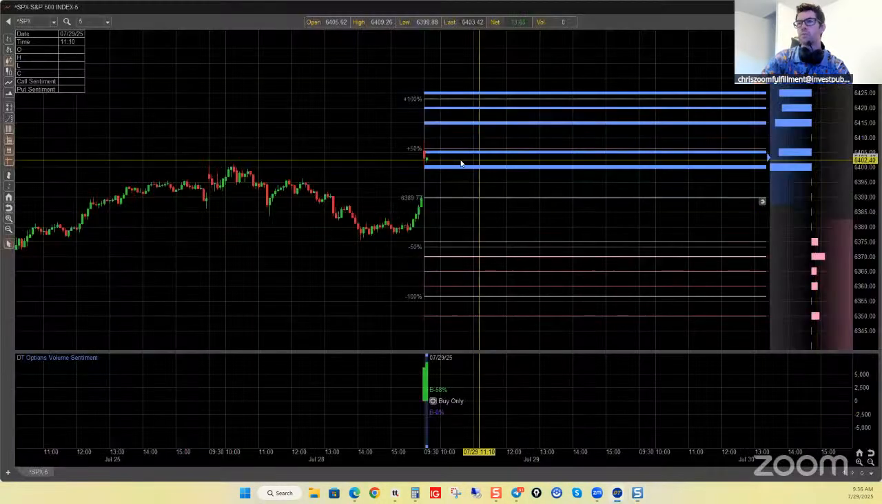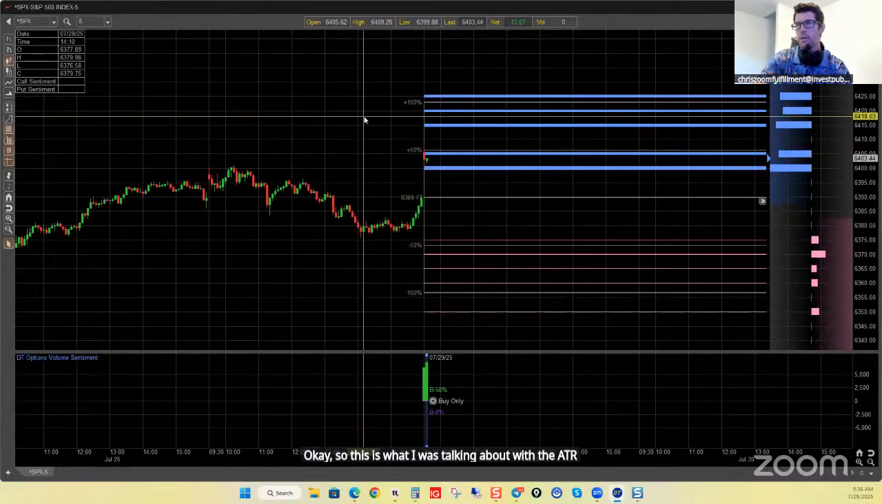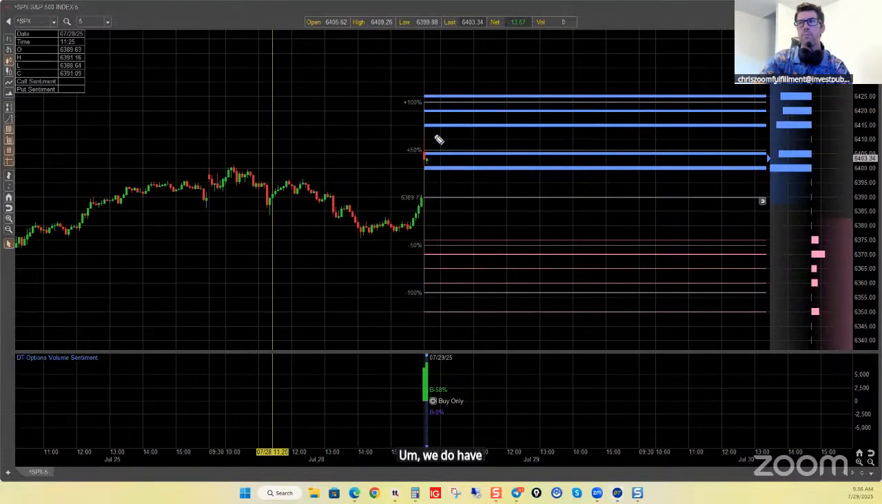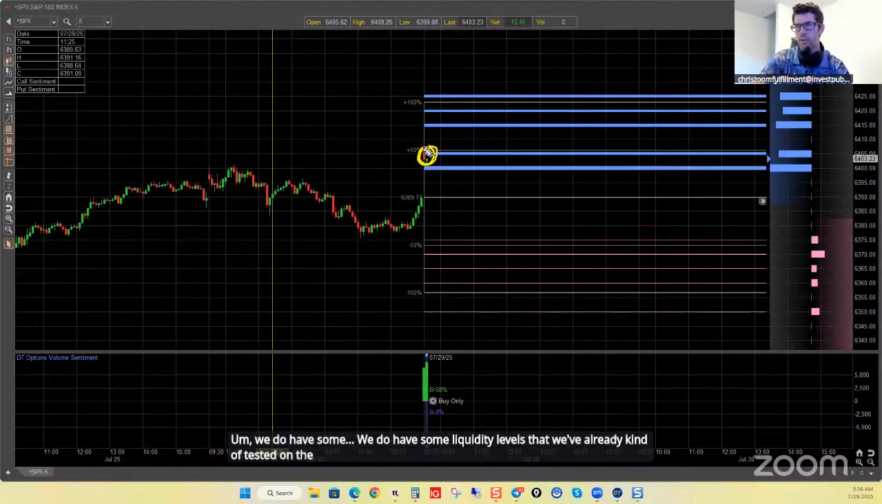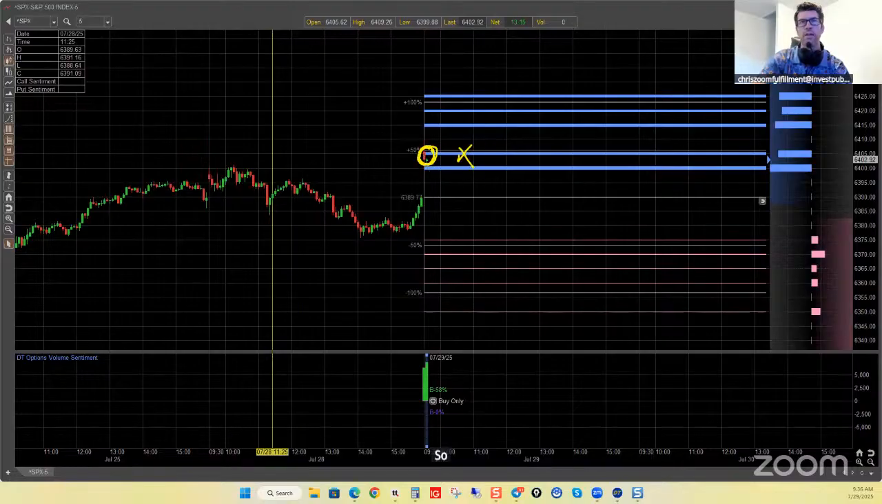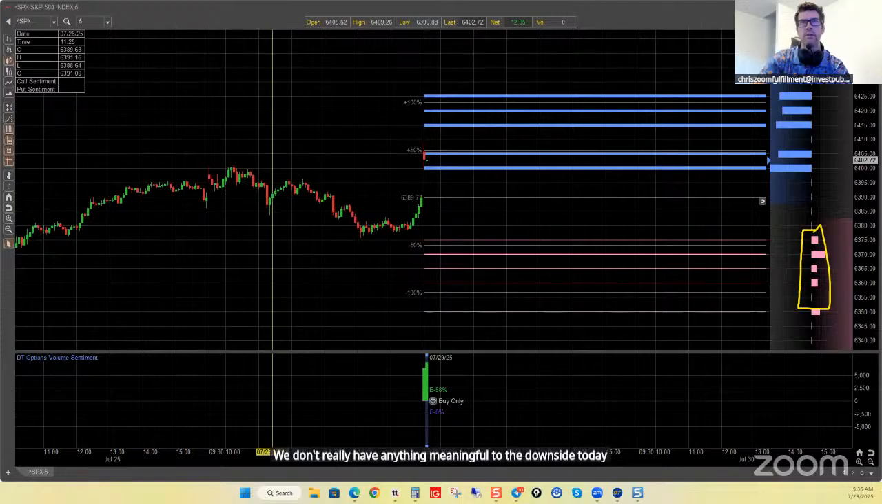Okay. So this is what I was talking about with the ATR levels today. We do have some liquidity levels that we've already kind of tested on the call side. So that kind of takes away that directional play that I want because of the gap. We don't really have anything meaningful to the downside today.